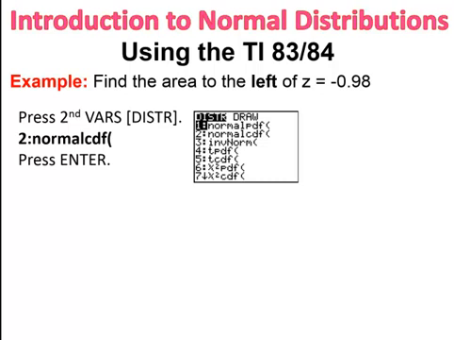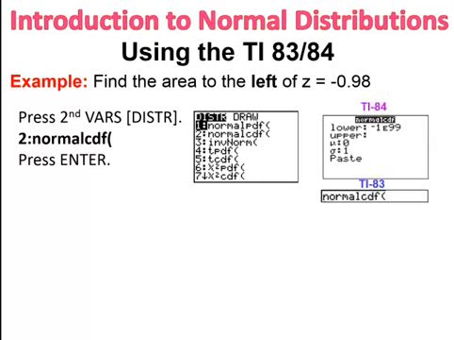So once you get into the distribution menu, you want to make sure you're choosing the right menu option. You have to choose the number 2 option for normal CDF. And then you'll press enter and you'll come to either one of these screens. If you have a newer calculator, you're going to have the lower, upper, the mean of 0, your standard deviation of 1, and that word paste.